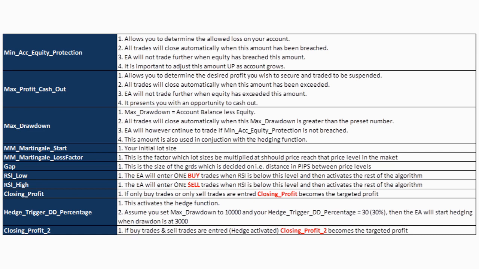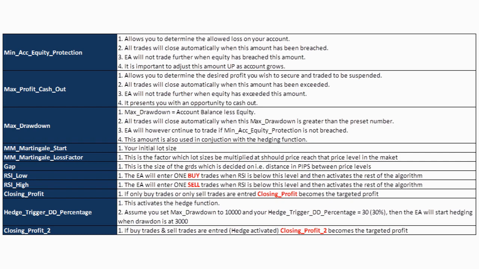Then you've got the RSI low and the RSI high. Now, all this means is that on the daily time frame, it's looking for areas where the market is either oversold or overbought. When the RSI is low, it means that you will enter a buy trade. Only one buy trade will be entered if the relative strength index, or RSI, is below this preset value, because it's basically telling you that the market is oversold and you want to enter buy positions.